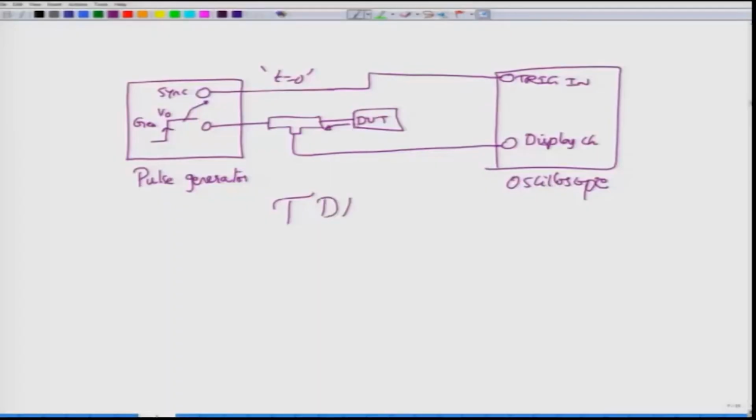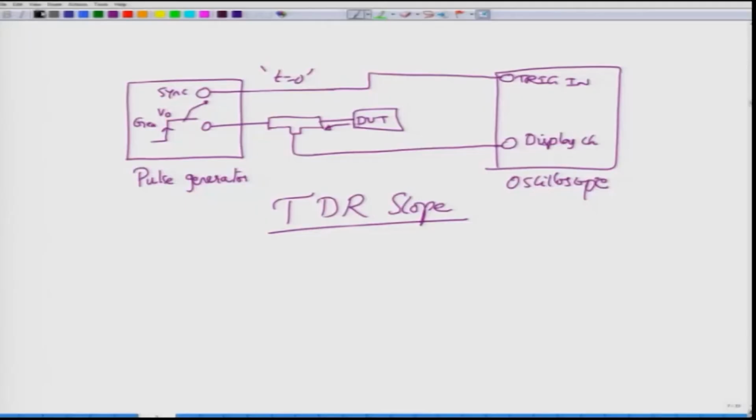So this is an example of what is called a TDR scope. A TDR scope, by monitoring the voltage at the input terminals of the transmission line, allows us to find out the nature of the discontinuity and also the point at which the discontinuity occurs.